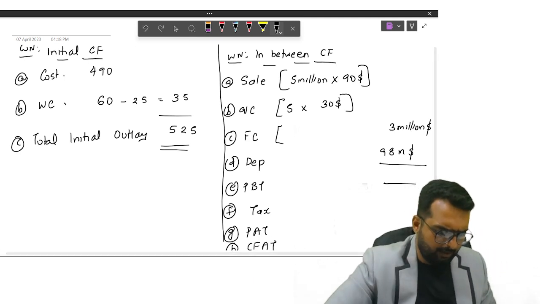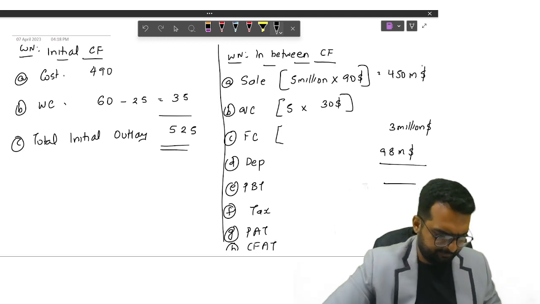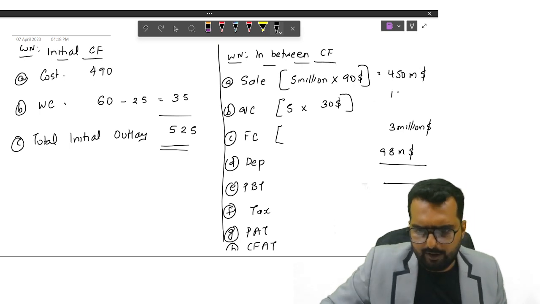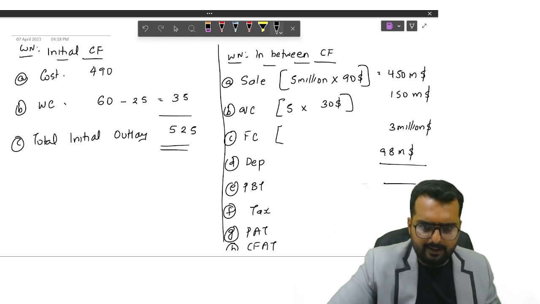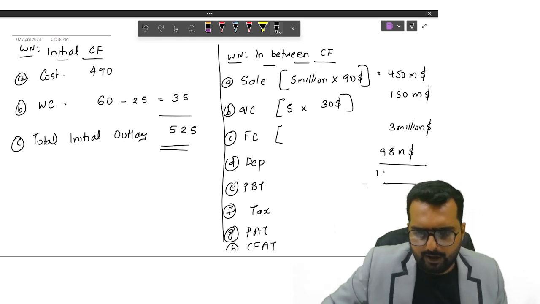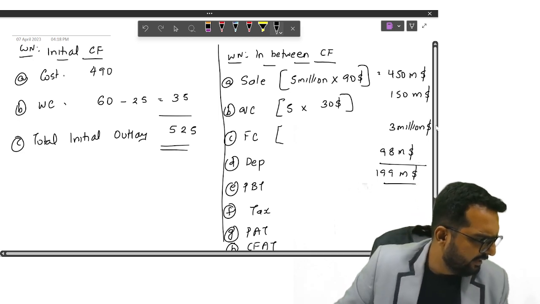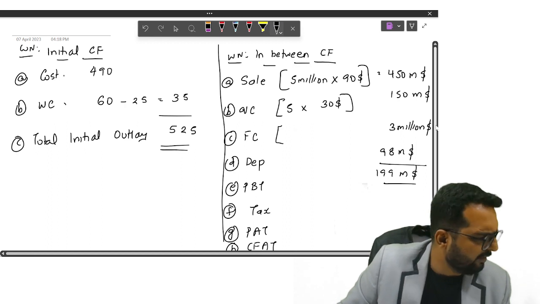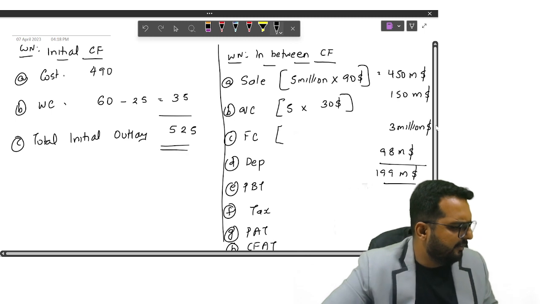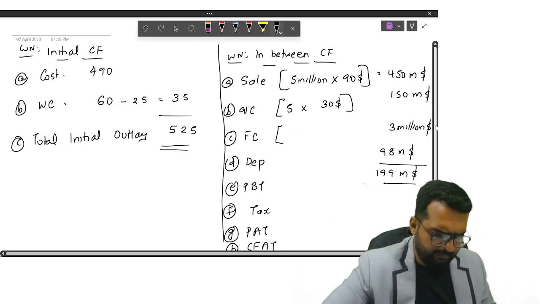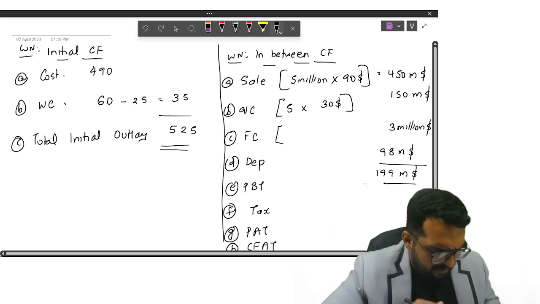Cash flow after tax. So how much is 5 million into 90? Do you get the answer as $450 million? 5 million into 30 will be $150 million. So 450 minus 150 minus 3 minus 98. So do you get the answer as $199 million? Wait, I think I have made some mistake. 450 is correct, 150 is correct, 30 is correct, 98 is also correct. I have done some calculation mistake then.